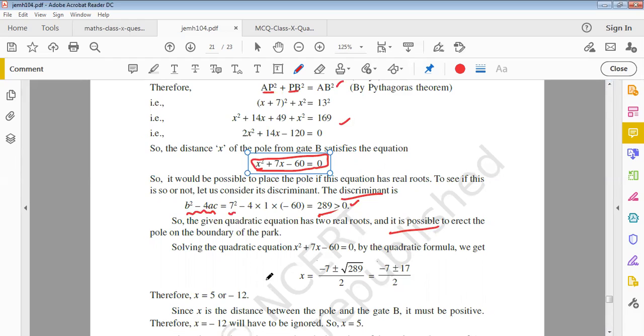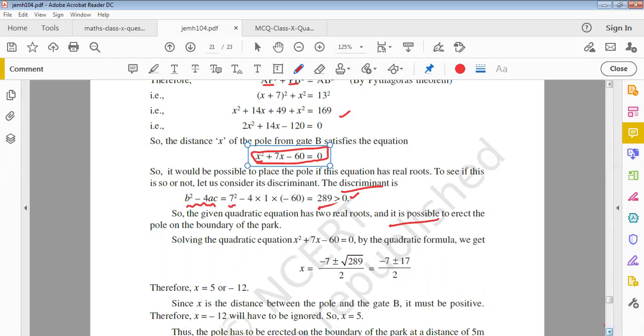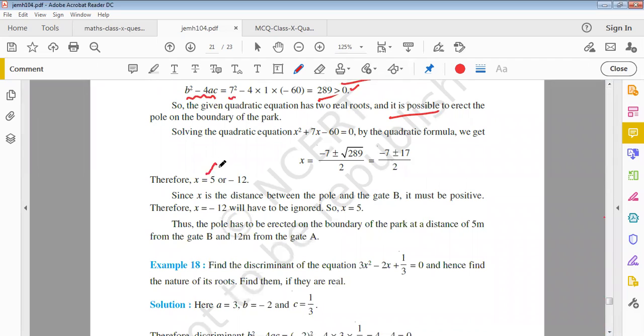Now we have to find the x values. Then you use the quadratic formula or something else, then you can find it. We got x value 5. So one length is 5, and another length is 5 plus 7, 12. Are you clear?